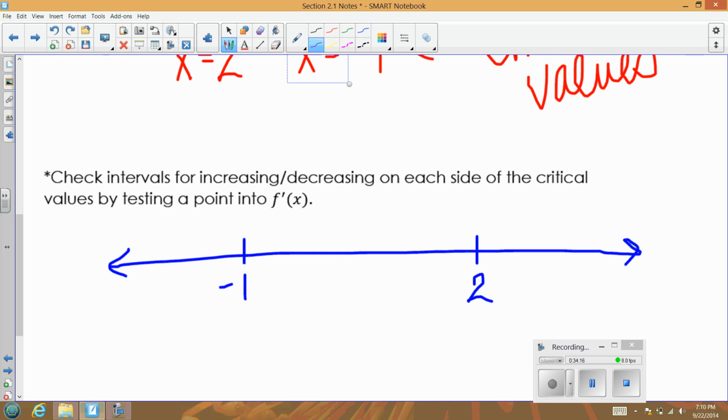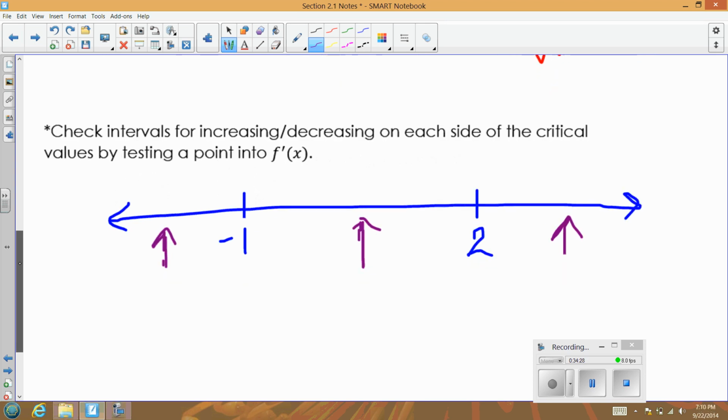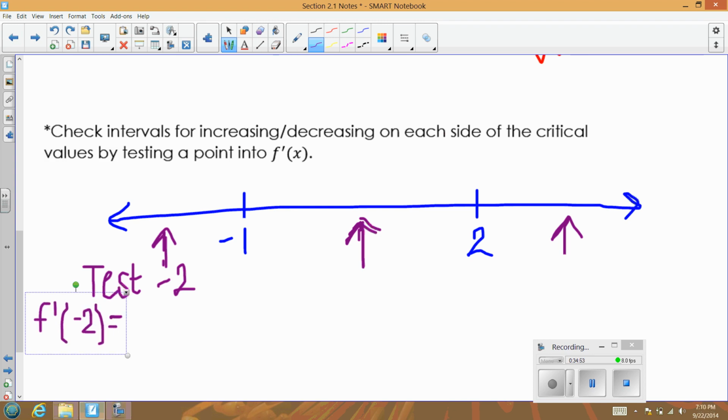You need to check each of these intervals. There are 3 intervals on our graph that I'm concerned about, because the critical values are the points where the increasing or decreasing can change. They might also be maximums or minimums, depending on the pattern for increasing or decreasing. So you need to pick a value in each of these intervals. Try to pick numbers that are easier. Something less than -1 would be -2. So you need to plug -2 into the derivative. Remember, you're always going to plug into the derivative, because we're looking at whether the derivative is positive or negative.